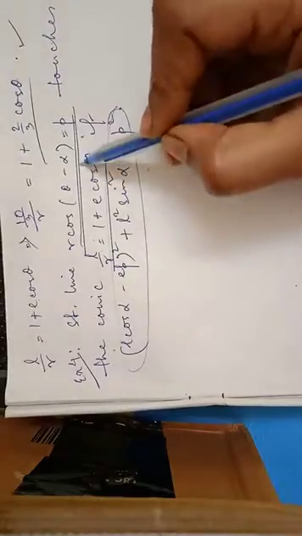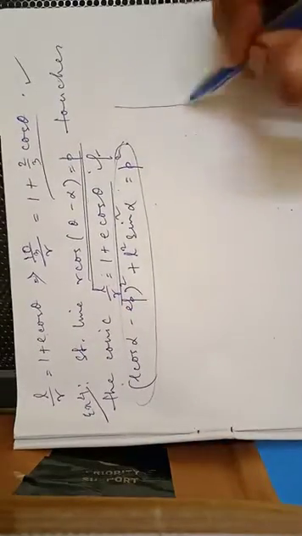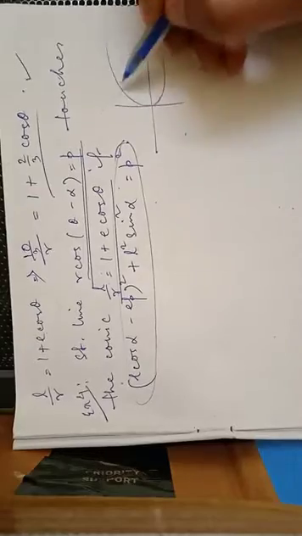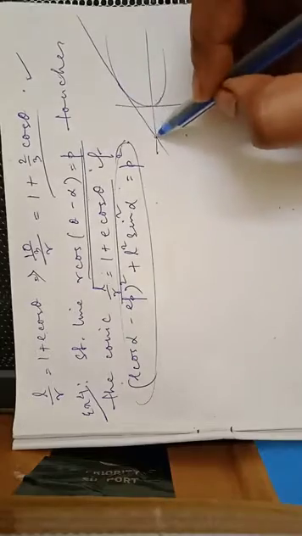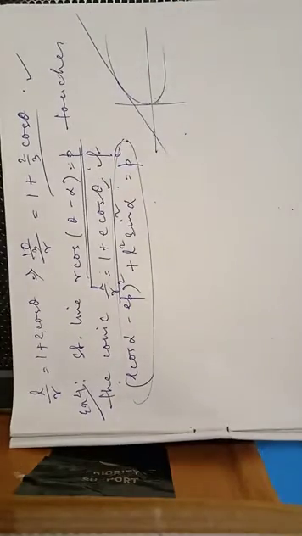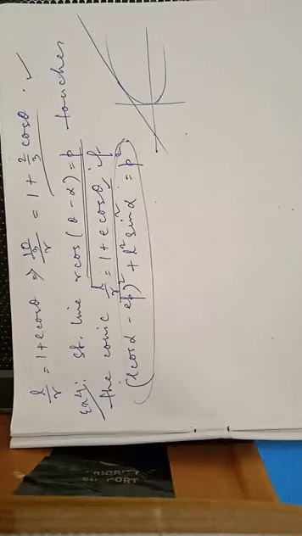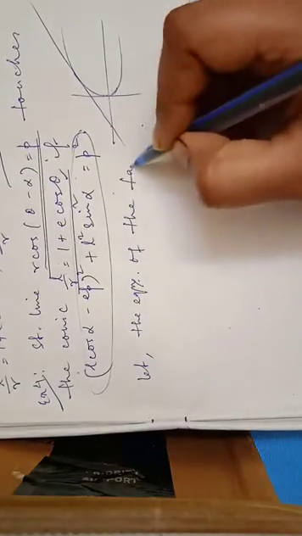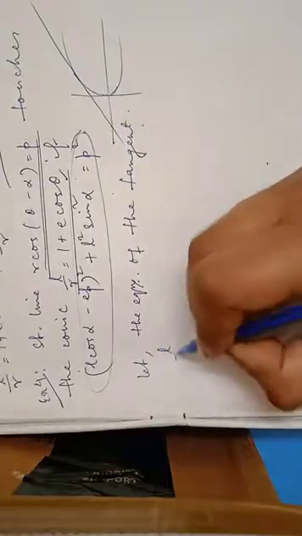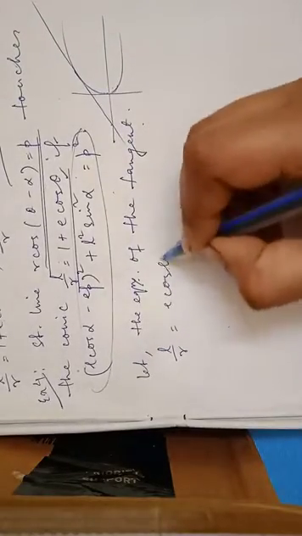Touches means, suppose it is a parabola, that this straight line becomes a tangent of that particular conic, l by r equals 1 plus e cos theta. Now we know how to take the equation of a tangent in the polar coordinate system. So let the equation of the tangent be l by r equals e cos theta plus cos(theta minus alpha), right?